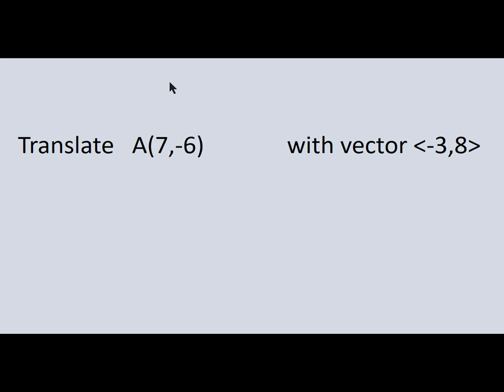So here's a problem to try. Move the point A at 7, -6 with the vector -3, 8. Find the new coordinates for A prime. Well, -3 for the first number, that means we're going to move left 3. Positive 8 means we're going to move up 8. But all we really have to do to find the new coordinates is add these two numbers in the vector to the two numbers in the point. 7 plus -3 is 4. -6 plus 8 is 2. So we get the point 4, 2 for A prime.